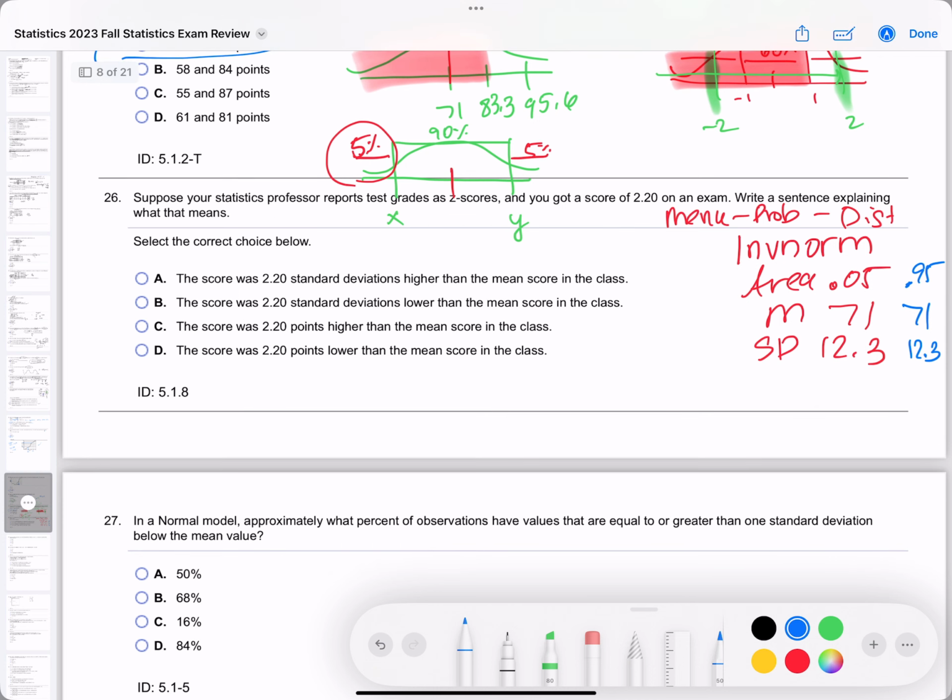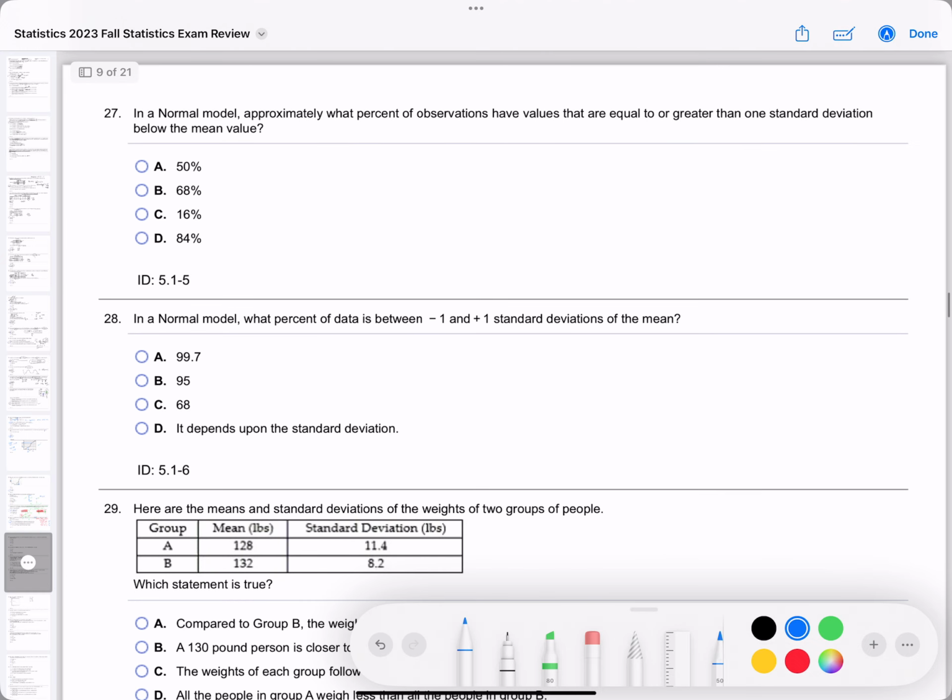Okay, so for 26, it says, suppose you have a stats report test of z-scores. You got 2.2 on the exam. Explain what that means. The definition of z-score is that it's 2.2 standard deviations higher than the mean. So that's just the definition of z-score.